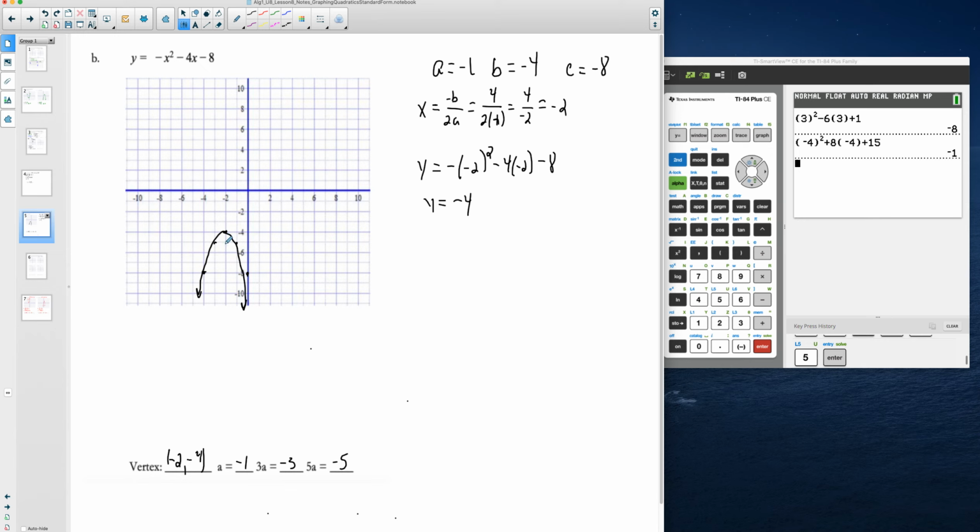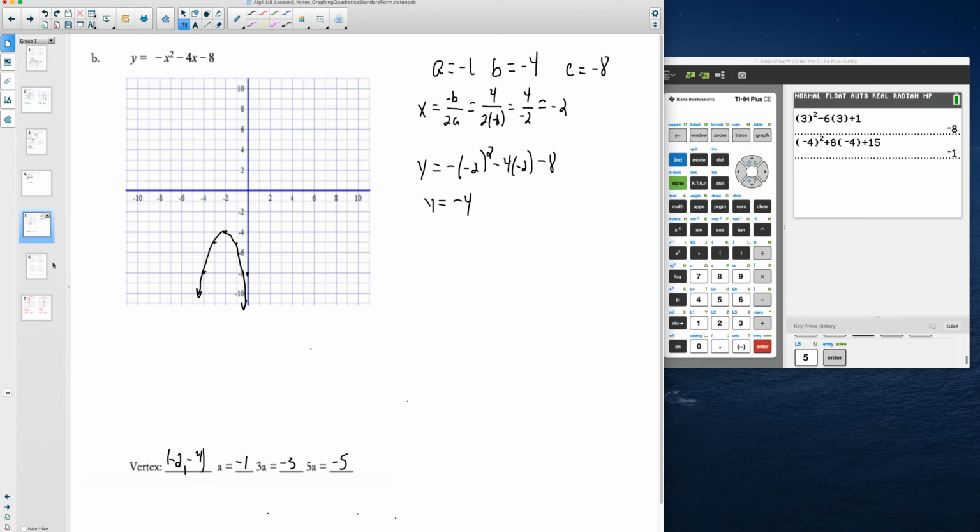A is 1, so down 1 to the right 1, down 1 to the left 1, and then 3a would be down 3 to the right 1, down 3 to the left 1, and you get a curve that looks something like that. And that's really it. All the difference is the work in getting the vertex. Everything after that is pretty much the same.